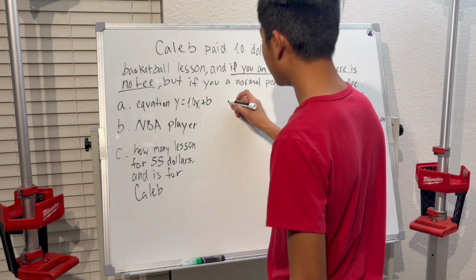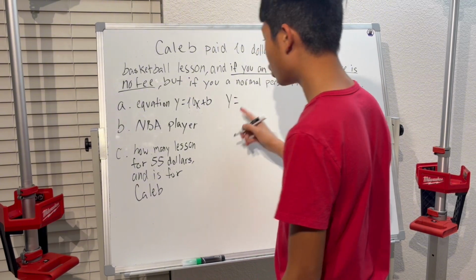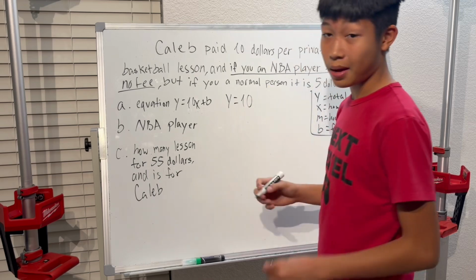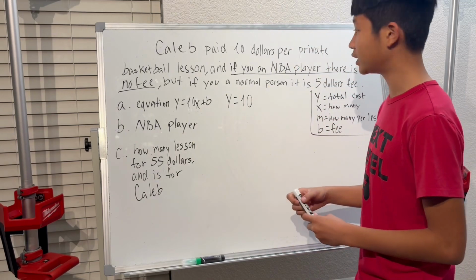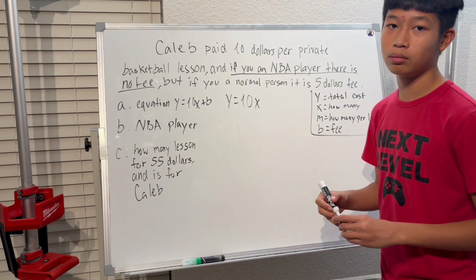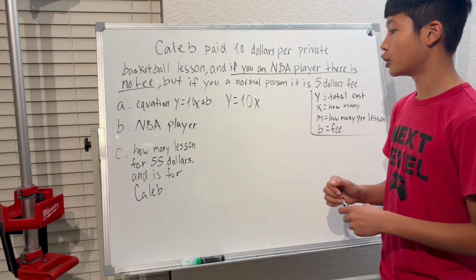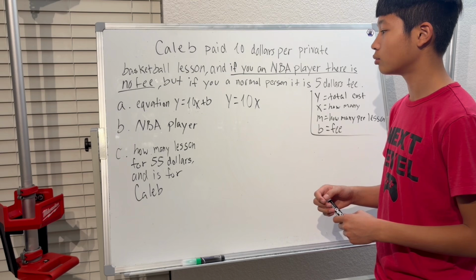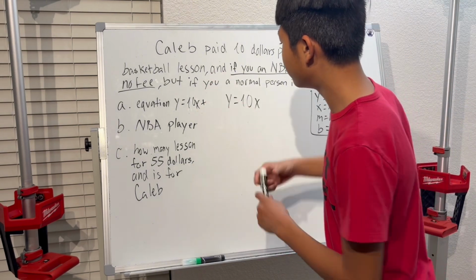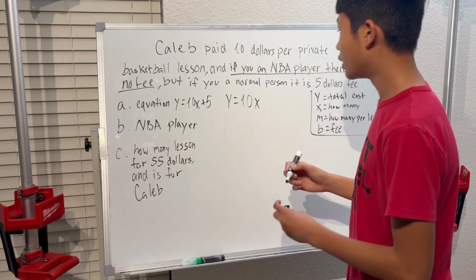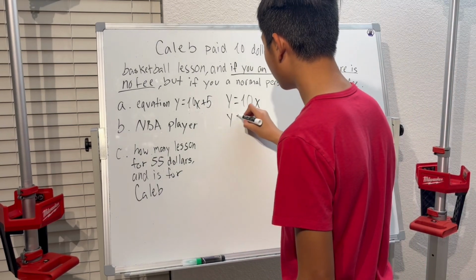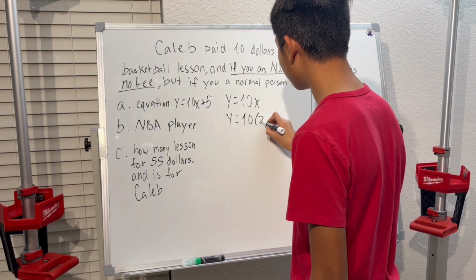So we have y, the total cost, equal to 10 m, which is the slope, how many per lesson, and x is how many lessons. And b, which is the fee, which is 0, so plus 0. So we have the equation y equals 10x. That's it for the NBA player, okay? Oh, my bad. Okay, so let's say if 2 lessons, once again, you have 10 times 2.